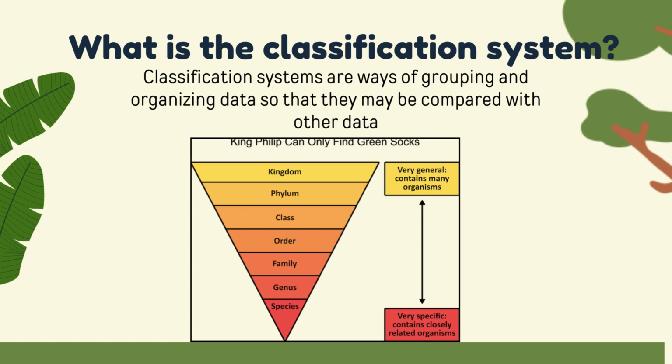Moving down the line, we have orders and families. It's like breaking down the neighborhood into streets and houses. Then we get to the smallest groups, like genus and species. This is like having individual houses on each street with unique features.